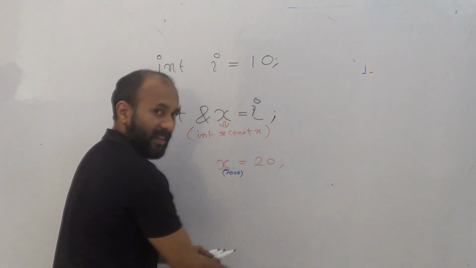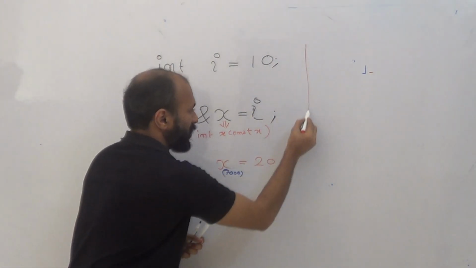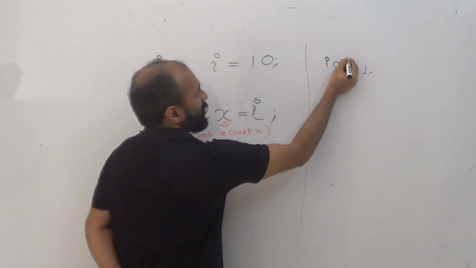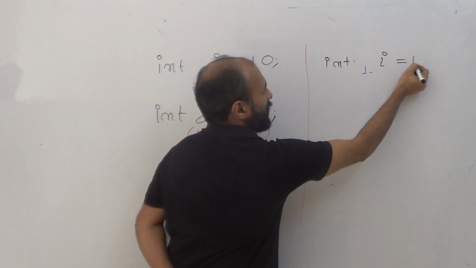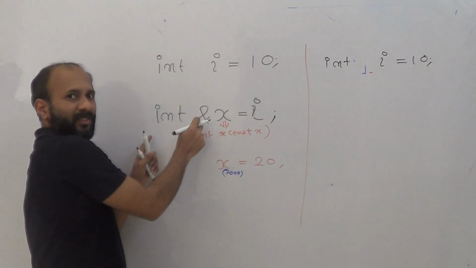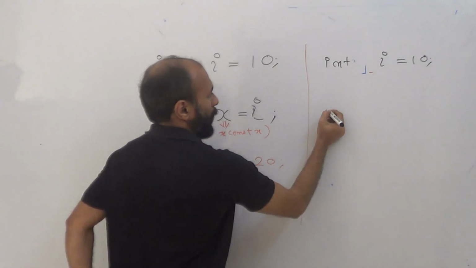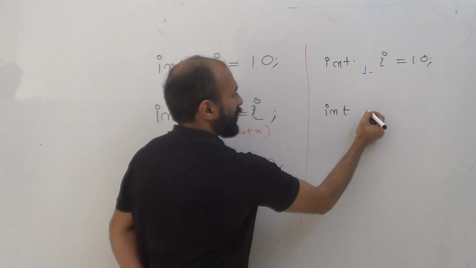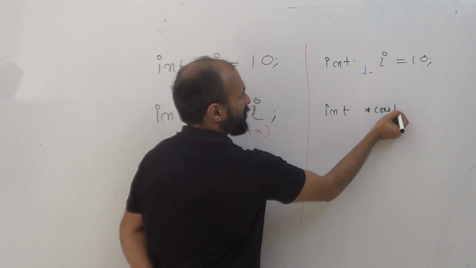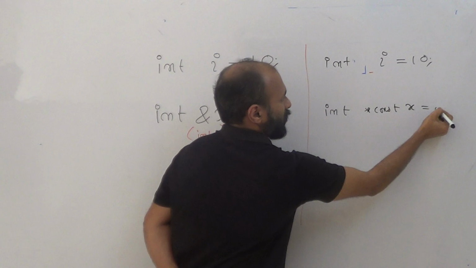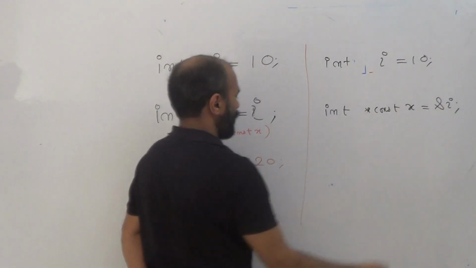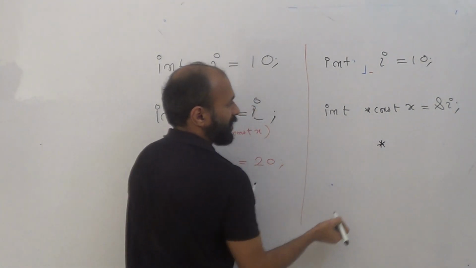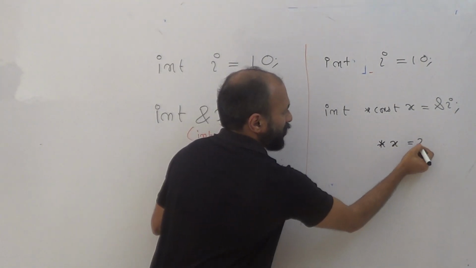I am trying to write the equivalent code with a pointer variable, and we can see here I am writing int i, which is equal to 10. Instead of this, I am using a pointer variable. Here this is a constant pointer, so here I am writing int * const x equal to address of i. Here, if you ever want to change something, you have to dereference here. *x is equal to 20.